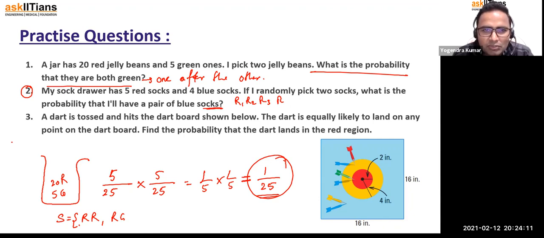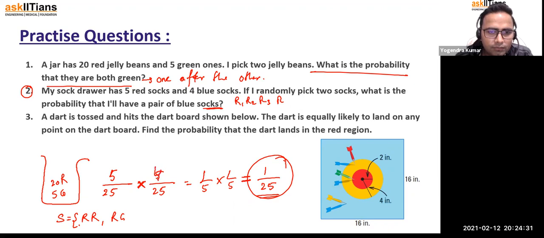So in the previous question also we are picking up, okay? So this is the correction we need to make, guys. I'm so sorry for that. This is 5 divided by 25. We didn't see that: we are not replacing it back. These jelly beans, we are not replacing back. So 5 divided by 25.